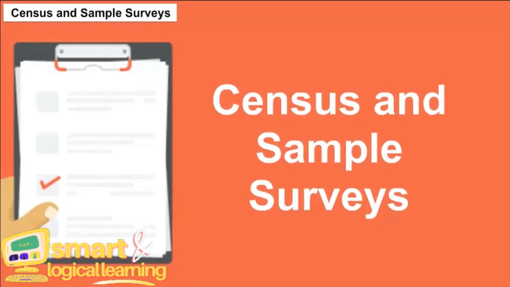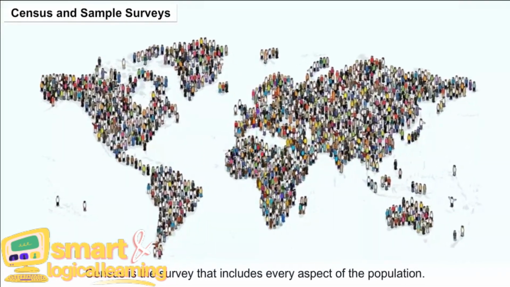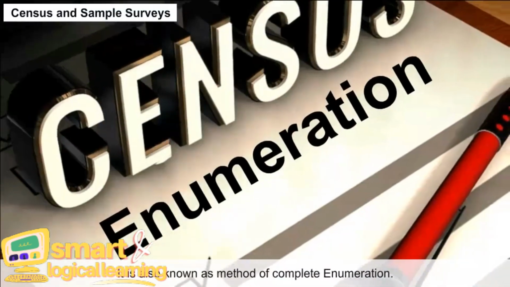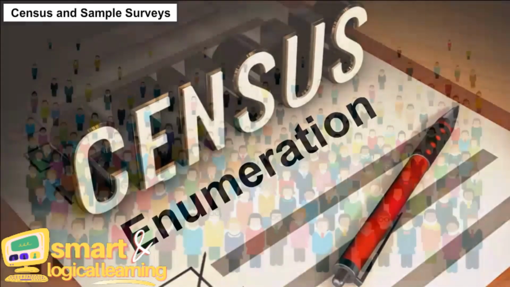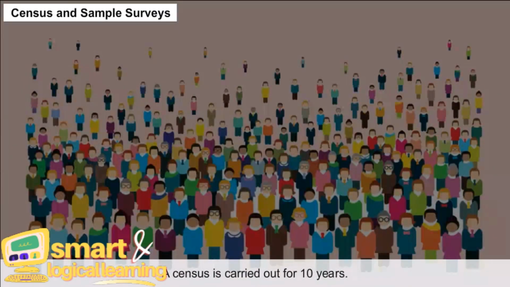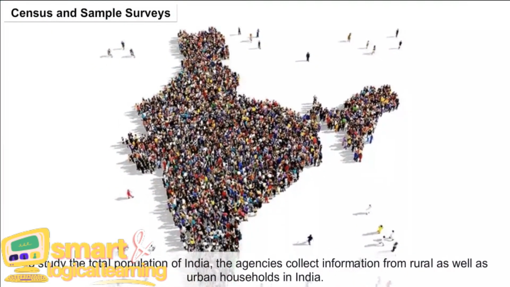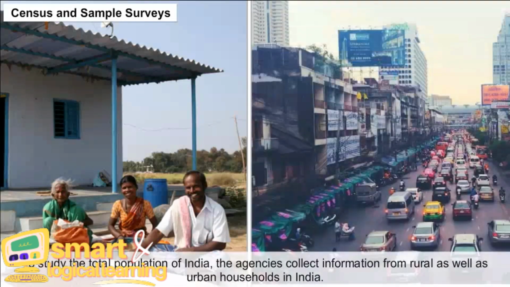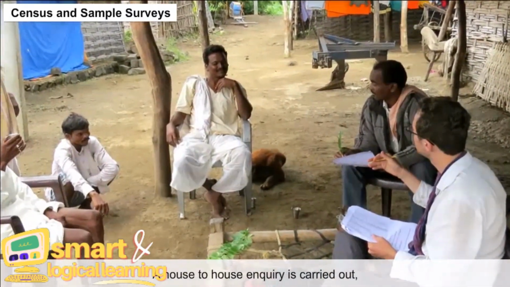Census and sample surveys. Census is the survey that includes every aspect of the population. It is also known as the method of complete enumeration. A census is carried out every 10 years. To study the total population of India, the agencies collect information from rural as well as urban households in India. A house-to-house inquiry is carried out.